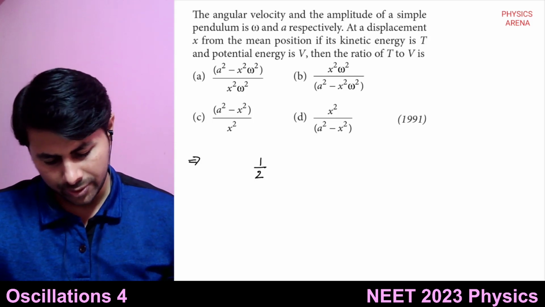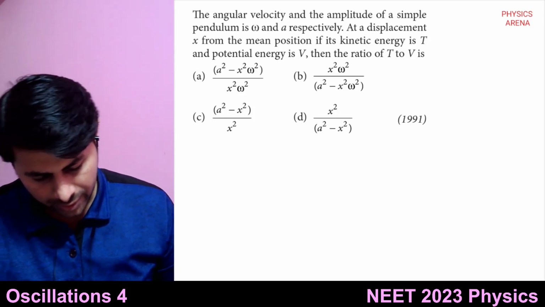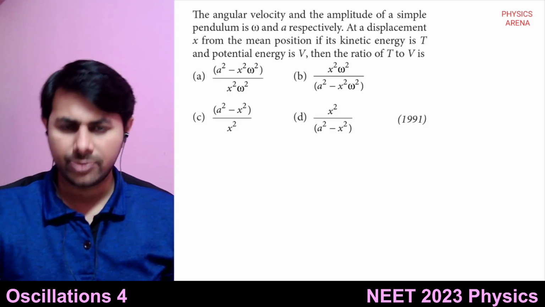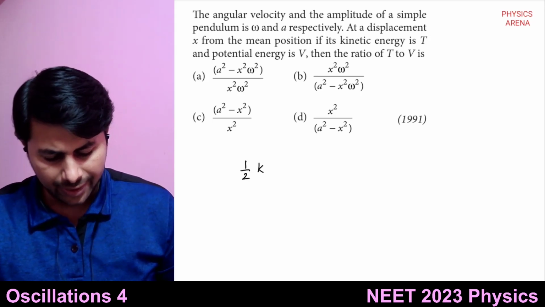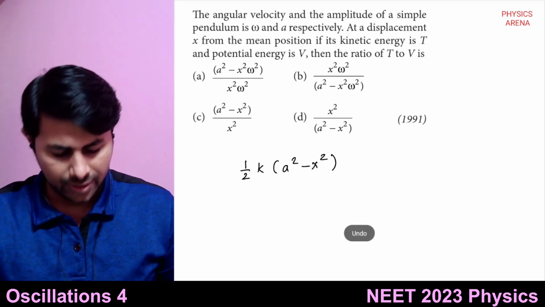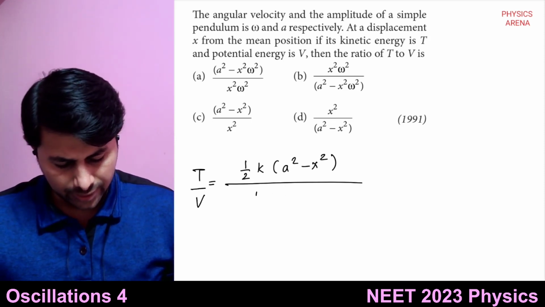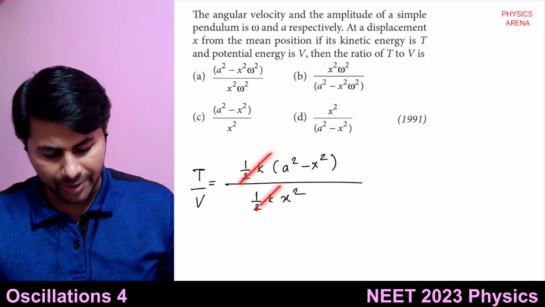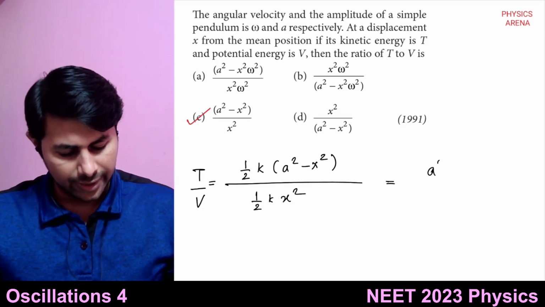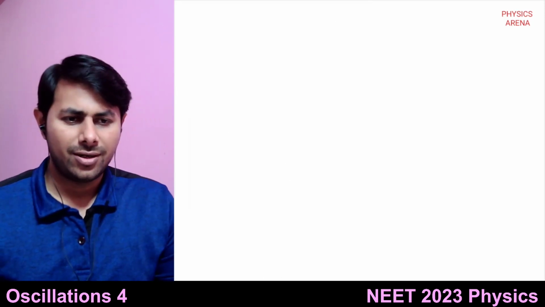Kinetic energy is half of... Yeah. So you see here it's a square minus x square, right? So we can use this formula for kinetic energy. It is half of k multiplied by a square minus x square. Let's use small a. And the formula for potential energy is half of k multiplied by x square. So this half k and half k gets cancelled. So what is left? This is equal to a square minus x square divided by x square. Right, it's option C.